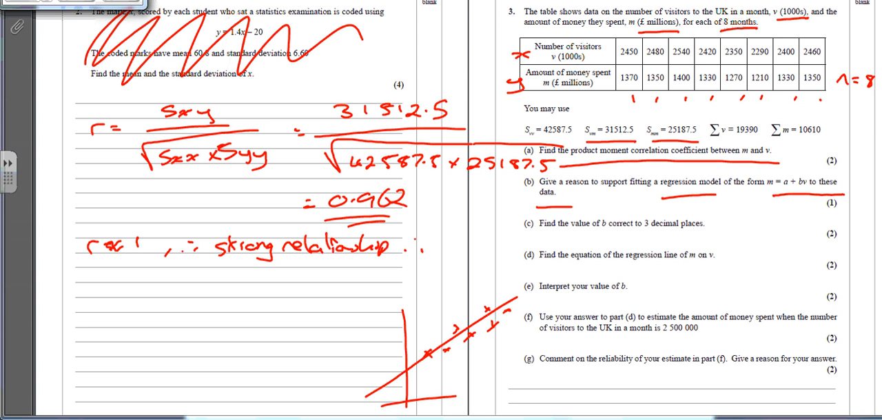And again, it doesn't need to be close to 1. It can also be close to -1. But if you've got a strong correlation, either positive or negative, then that is why we do the regression model. So therefore, regression model appropriate.